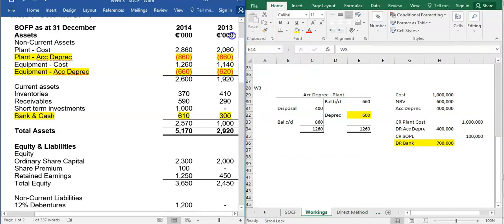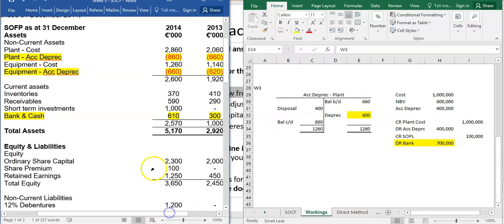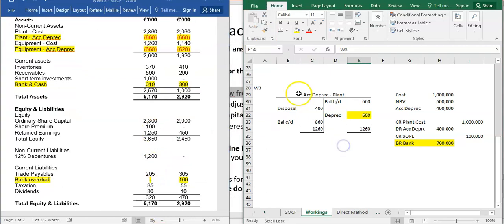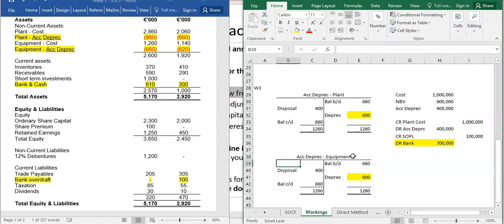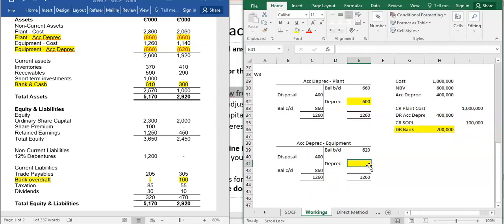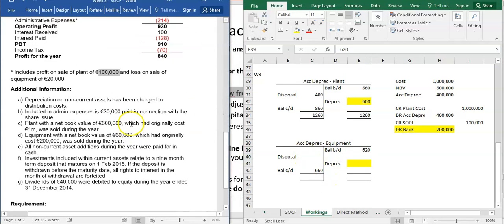Let's make this a bit smaller. So let's copy this down, and we're now going to look at the same thing for equipment. The balance brought down in equipment was 620. We're trying to figure out what depreciation should be. And we said the balance carried down is 660. So we're trying to explain how did equipment go from 620 accumulated depreciation up to 660. There's only 2 things that move it: the disposal and the depreciation for the year.